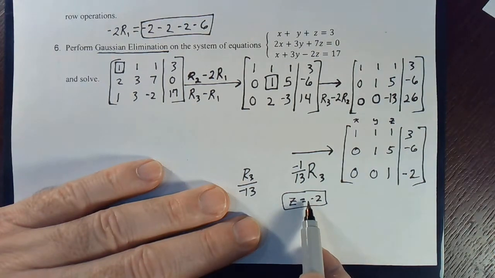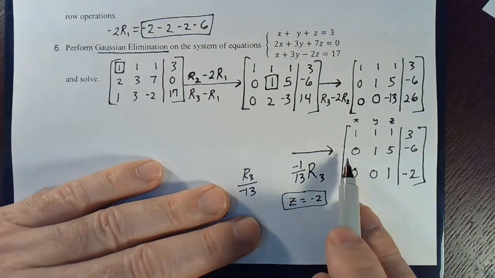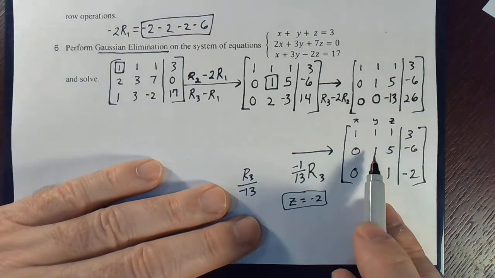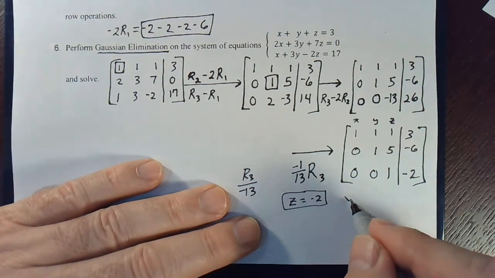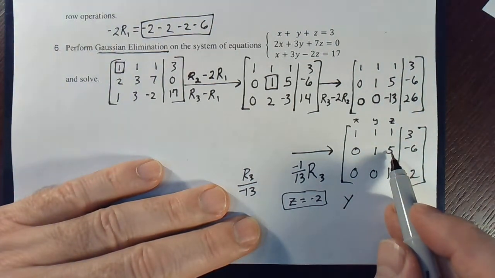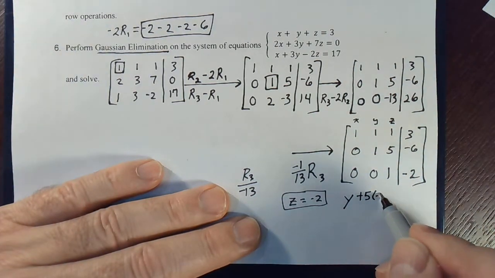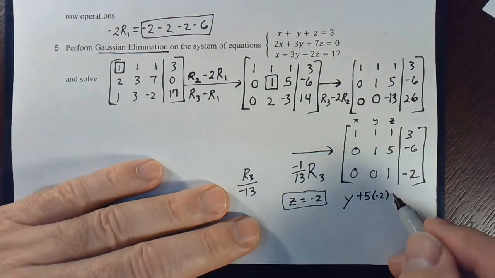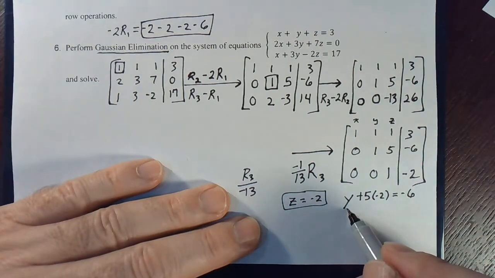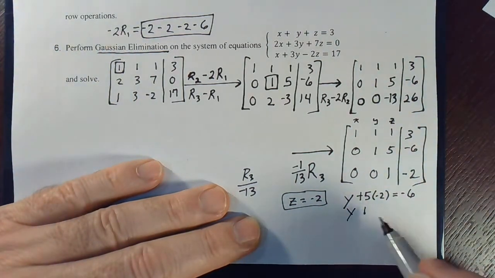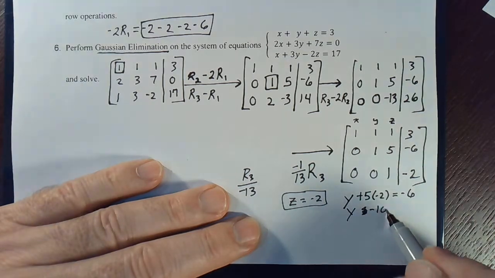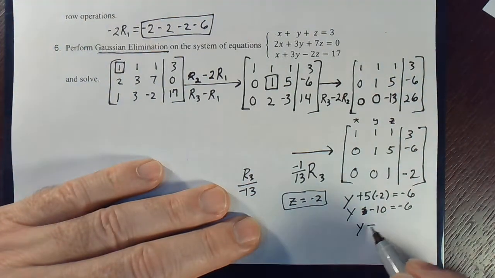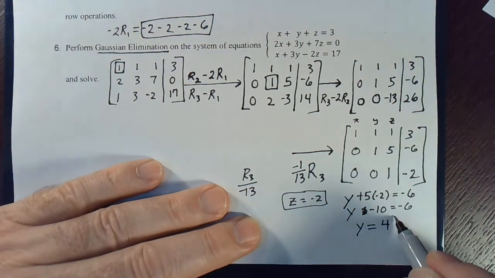If z is negative 2, what's the equation associated with row number 2? It's 1y, which is y, plus 5z, plus 5 times negative 2, because we already computed z is negative 2, equals negative 6. So y plus negative 10, so I'm going to make that minus 10, equals negative 6. Add 10 to both sides, and we get y equals positive 4.